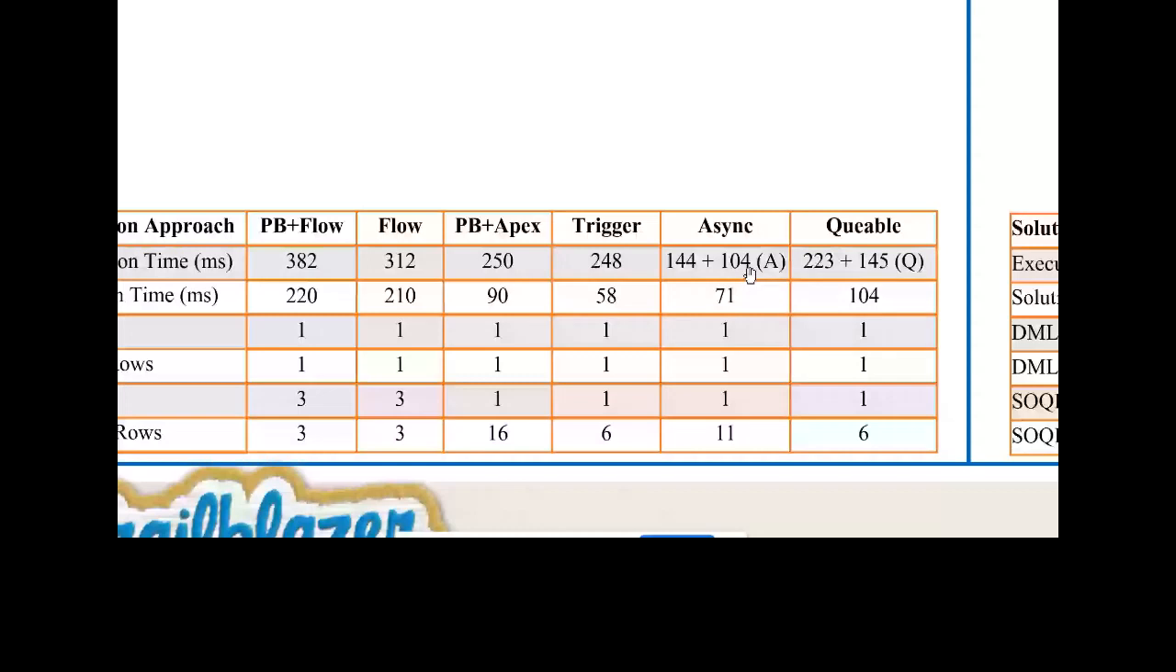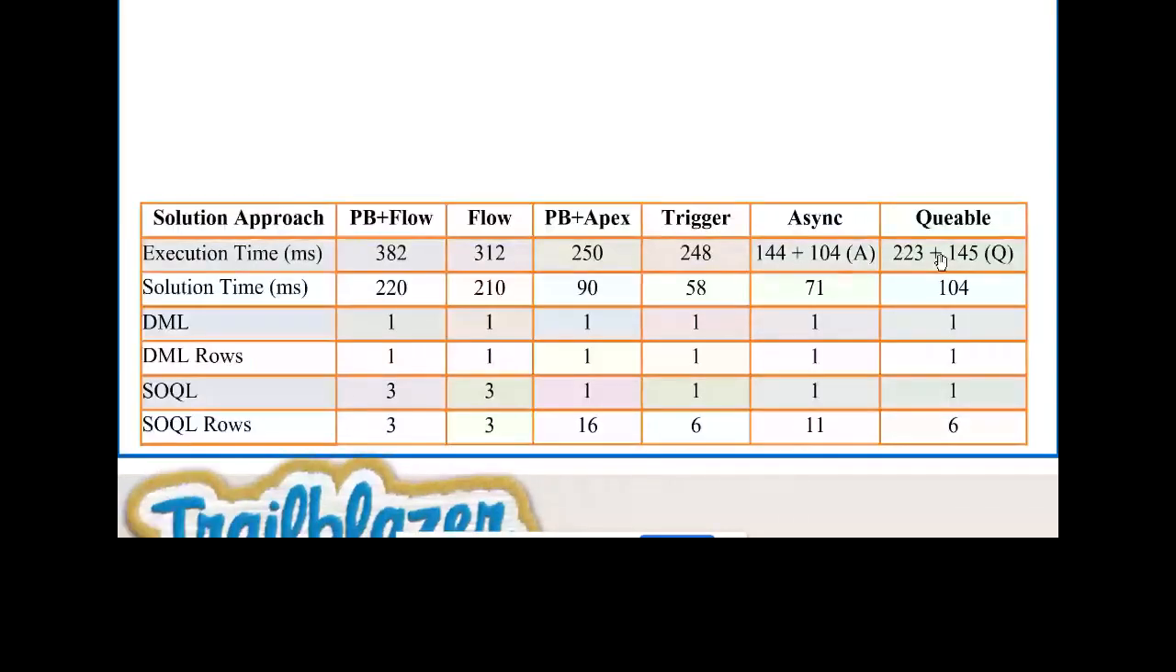And if you compare the other details, for DML, you can see everywhere it consumed 1 because we are updating the parent account everywhere. The major difference is on the SOQL count consumed, because for PB and flow, you can see it is consuming around 3. But for all other operations, it is just 1, because 1 is consumed when we query the parent account and fetch the details.